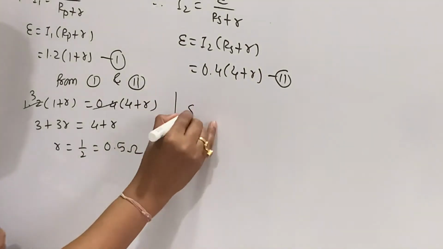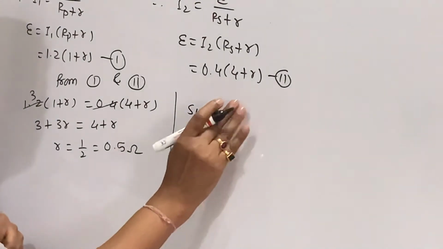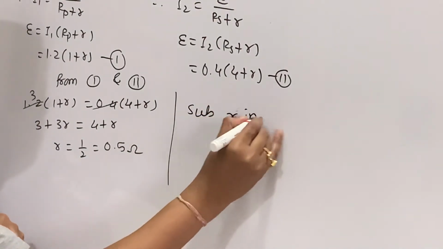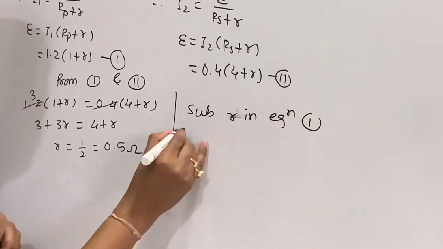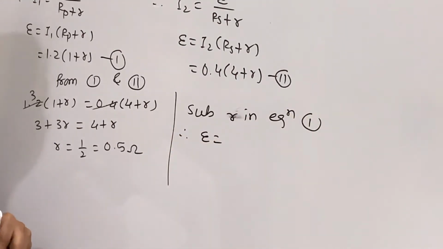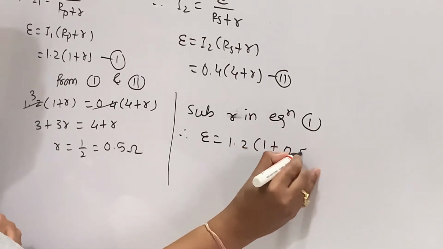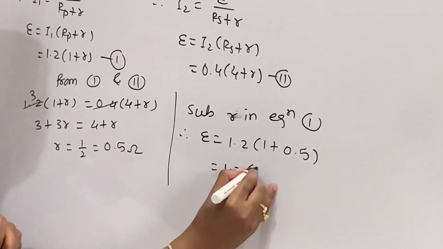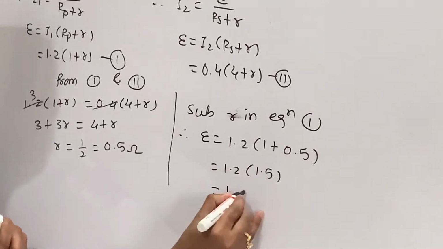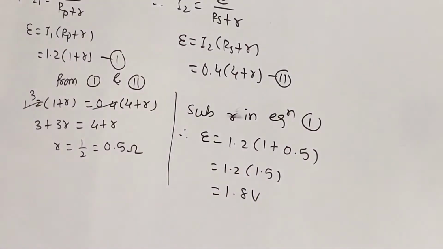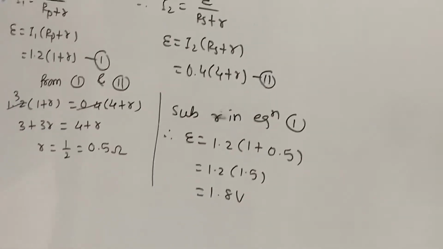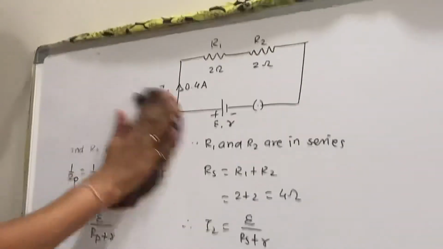Now I will substitute your r in equation 1. So you will get E is equal to 1.2 into (1 plus 0.5). This is 1.2 into 1.5. This comes out to be 1.8 volt. So this is again a 4-mark question, very important, right? Now come to the 27th question. Question number 27. It is a similar type.